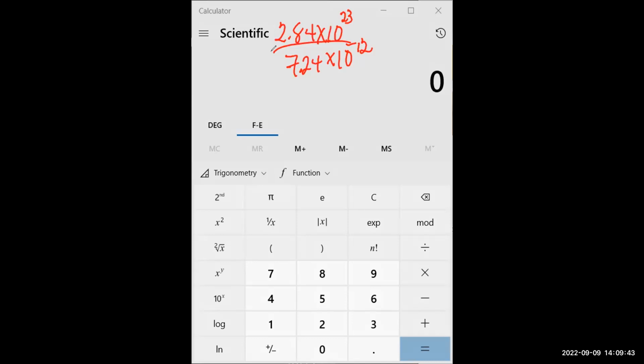And remember, when we add and subtract, we think decimal places. When we multiply and divide, we think Sig Figs. And in both cases, you cannot be more accurate than the least accurate digit. So in this scenario, 2.84 times 10 to the 23rd versus 7.24 times 10 to the 12th, which number is the least accurate number? Which has the least number of Sig Figs?